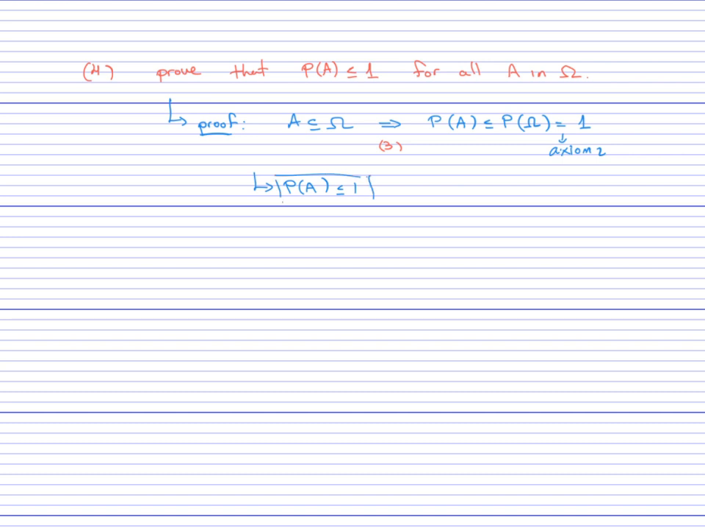And that's all. From here, please notice that from now on, we know that the probability of any event needs to be at least 0, meaning non-negative, but at most 1. Okay? This part comes from axiom 1, and this part comes from property 4.